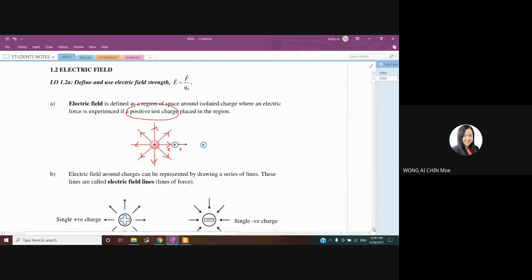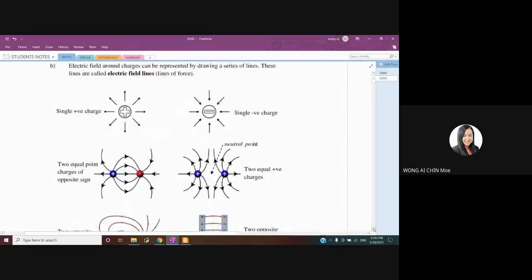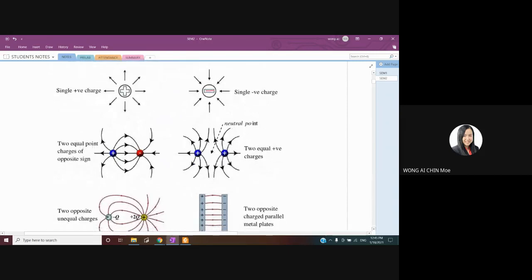So for example, let's say this point charge is a positive point charge, and there is a positive test charge. What happens is this point charge will try to push the positive test charge. So your line is going upward, we assume it is going upward. So this is your electric field line.